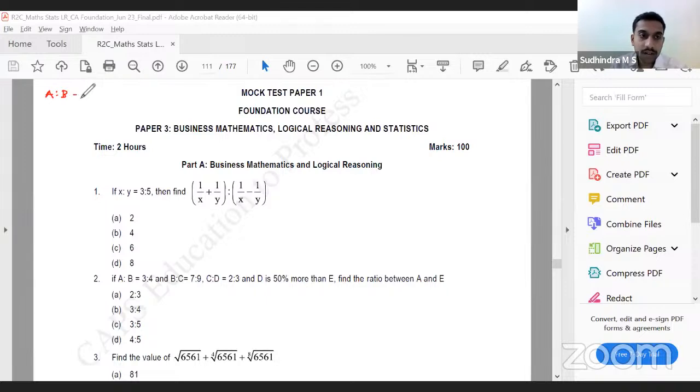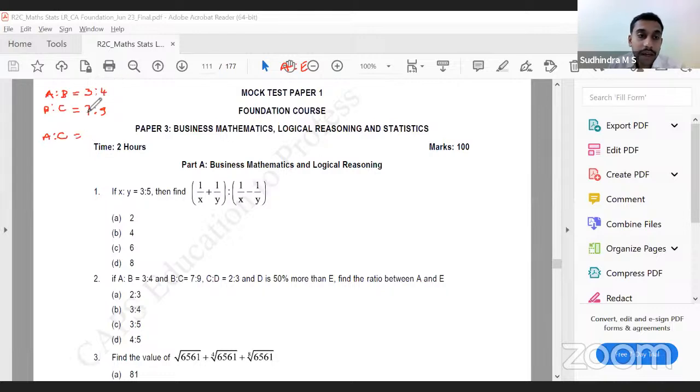A is to B is given as 3:4. B is to C is given as 7:9. Now, we want A is to E. They have given us the relation between AB, BC, CD, DE, and so on. So first, if I have A is to B and B is to C, can I find out what is A is to C? I have to retain A at all times. What is A is to C?